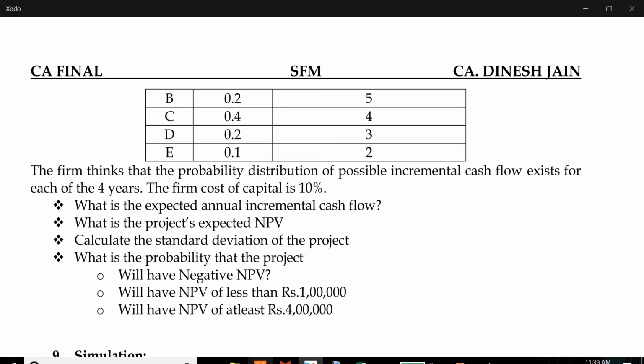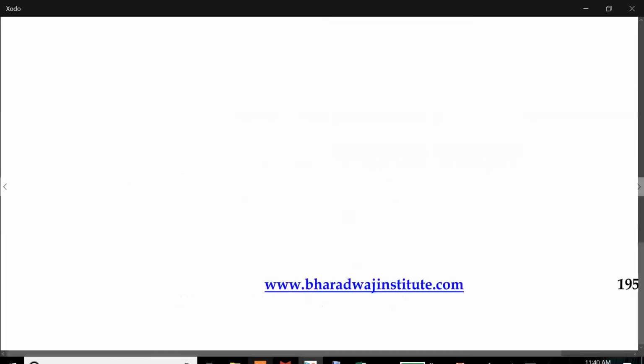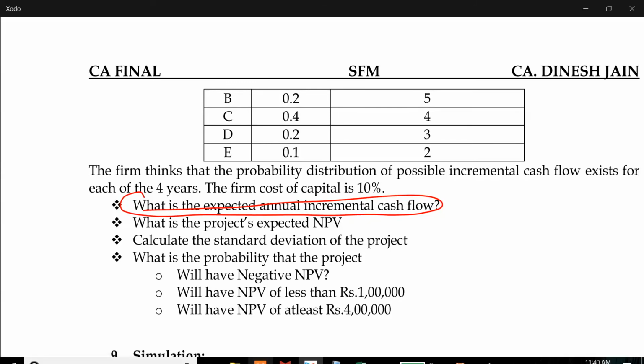Okay, first I'll have to calculate NPV and standard deviation. We have done this earlier. Now we are going to do the NPV and standard deviation calculation. Now the question is giving event, probability and the cash flow. First thing is asking, what is the expected annual incremental cash flow, NPV and standard deviation. So if cash flows were given, I explained you that what we do is we calculate the weighted average cash flow for every year and standard deviation also for every year.